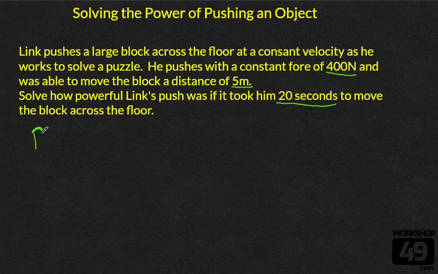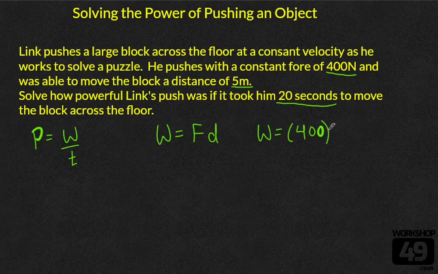Once again, power is equal to work divided by time. If you can solve work, you can solve power. And the work of pushing an object, the equation for that is work is equal to force times distance. This is beautiful because we know the force that Link pushed, it was 400 newtons. So we know it was a force of 400 multiplied by our distance, which is 5 meters, which means the work that Link did in order to push this block across the floor was 2,000 joules of work.